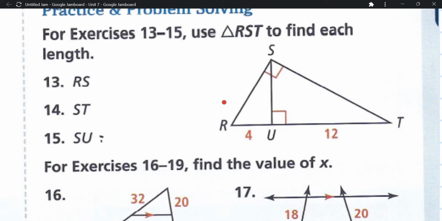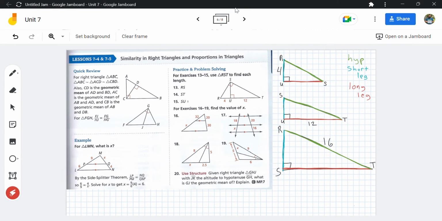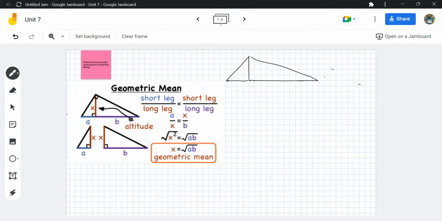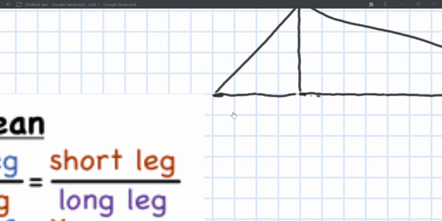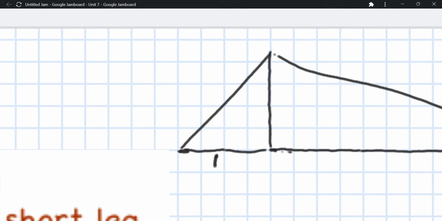So at number 15, they're asking us to use this figure here and to find SU, the geometric mean right here, SU. So how can we do that? Let's think about those numbers real quick. I got it set up over here already, okay? So I'm told that this here is 4 units. That this here is 12 units. But I don't know what this is. This is the SU I'm trying to find, okay?